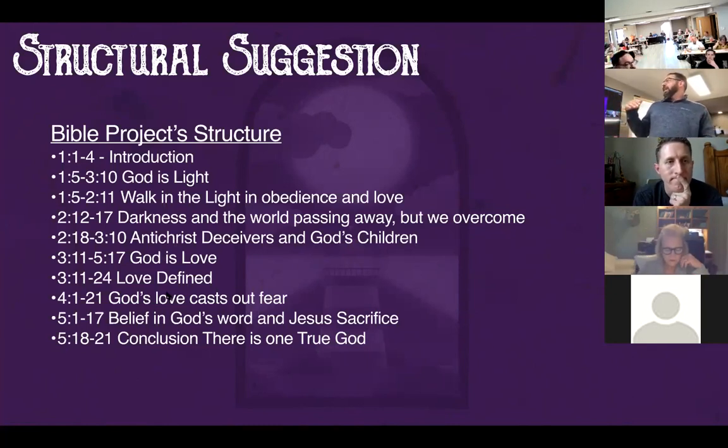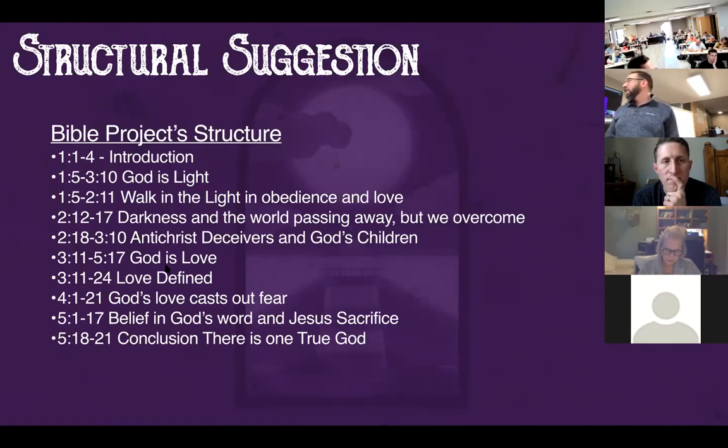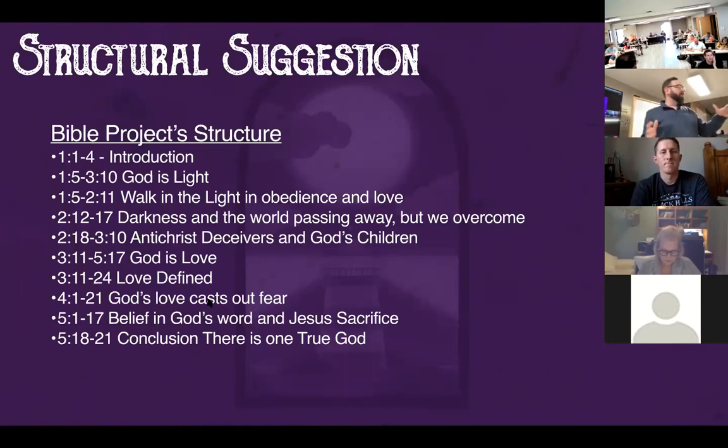So there's an introduction, and that's chapter 1:1-4. If you've got your text in front of you, mark it. Just put a big old line right there. And then chapter 1, verse 5 through chapter 3, verse 10, the Bible Project guys are saying that's one big section, the main focus is that God is light. And everything kind of draws out of that phrase.